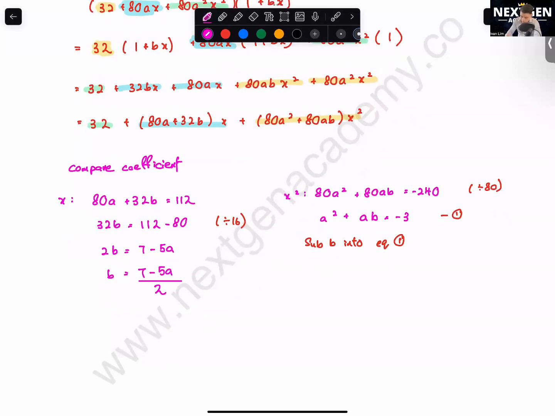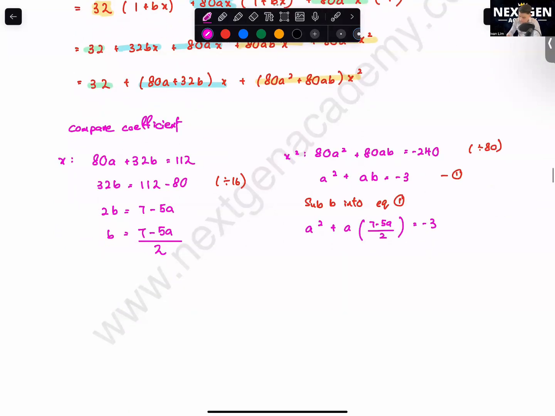What am I doing here? So here you get a squared plus a times (7 minus 5a) over 2 equals negative 3. Over here, I'm going to multiply the whole equation by 2 because I don't want this 2 at the bottom. So which values will be affected? This value and this value. Not just the negative 3, the entire equation. So here we get 2a squared plus 7a minus 5a squared equals negative 6.